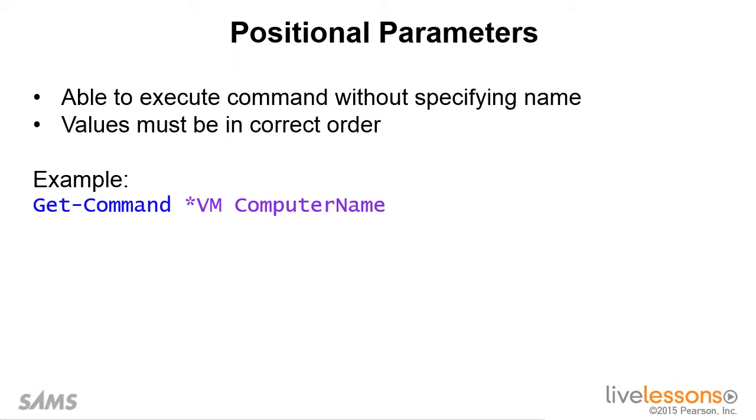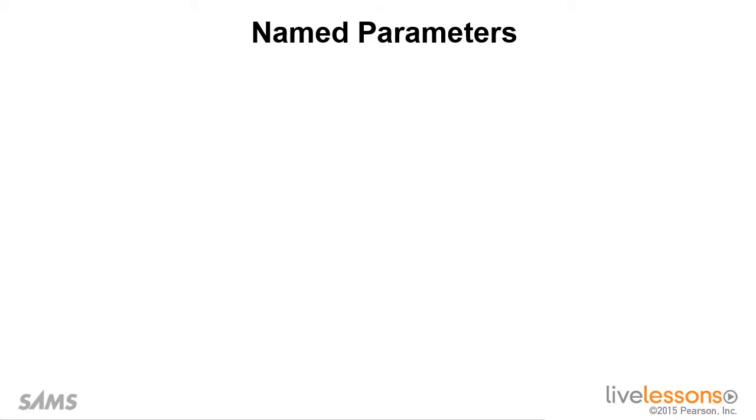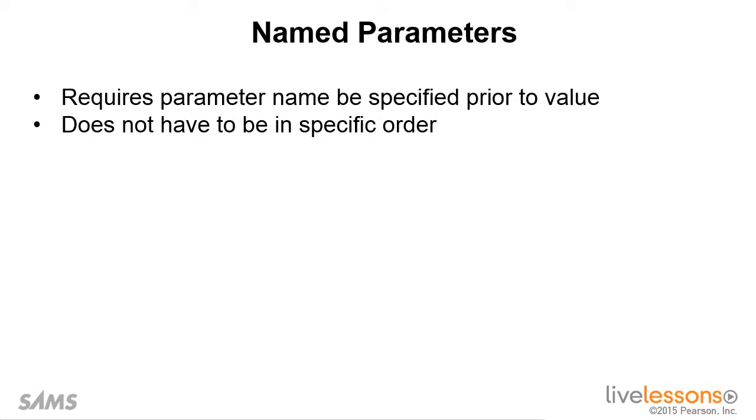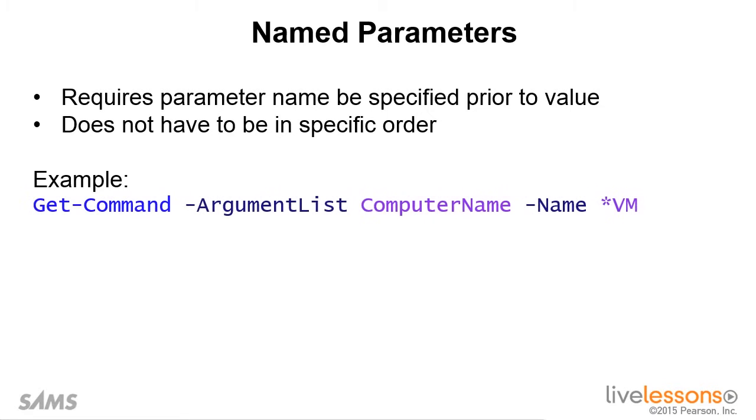The opposite of a positional parameter is a named parameter. Named parameters require the parameter name be specified prior to the value. It does not have to be in any specific order. So in this example, we are actually taking a look at the same command that we ran using positional parameters. However, on this one, we are actually naming those parameters and placing them in a different order. So with this one, we have to actually specify argument list for the computer name value. And we have to specify name for the name of the command value that we are searching.